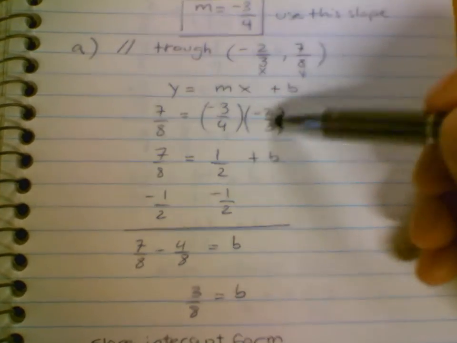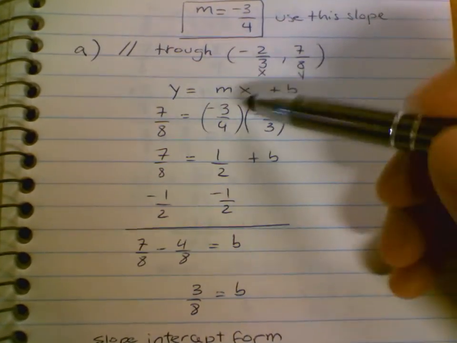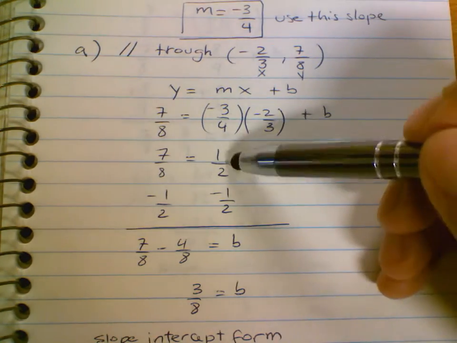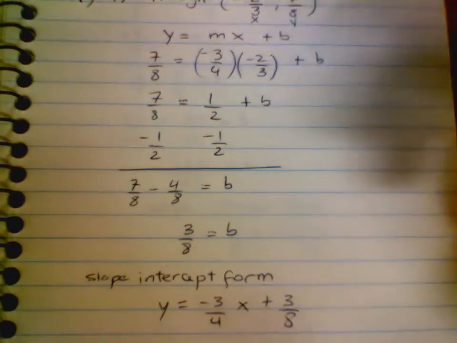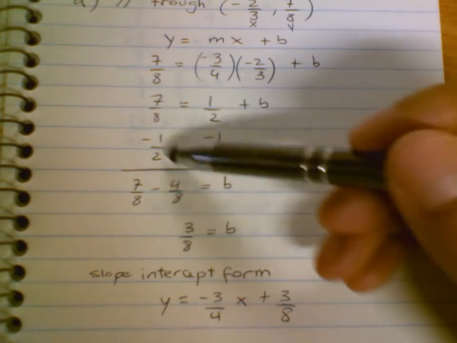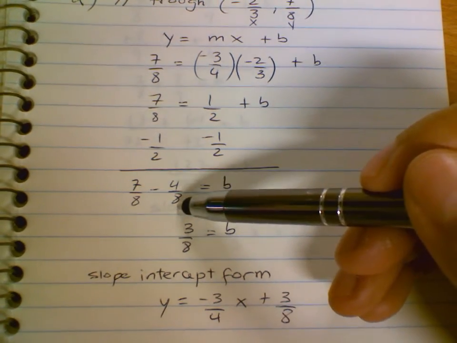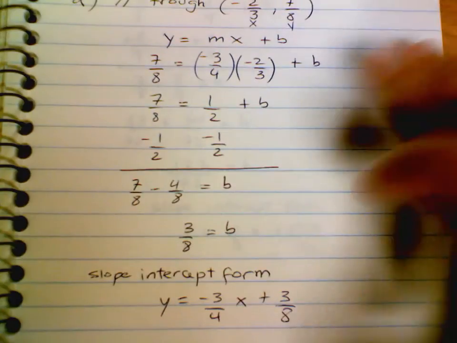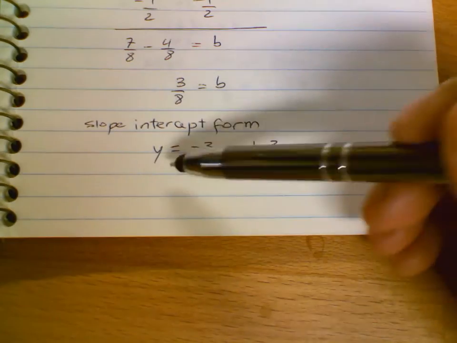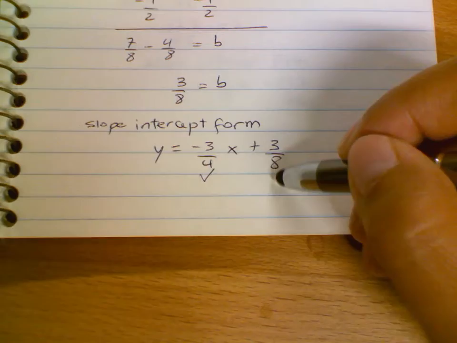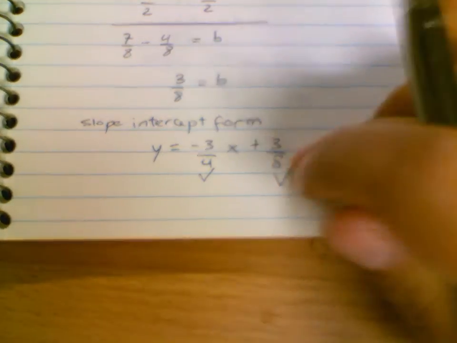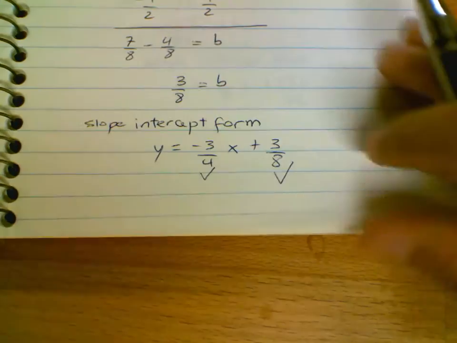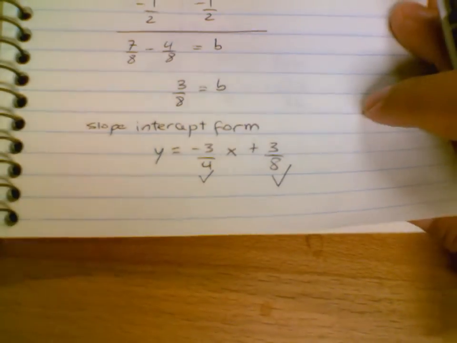Remember, when you're multiplying fractions, you multiply across. This is 6/12 and that makes it a half. Subtract a half from both sides. Since they are not like denominators, I'm going to write a half as 4/8 so that the denominators are alike. And that will give me 3/8. In slope-intercept form, the slope that I already found and the y-intercept that I just found give me the answer for part A. This is a line that I know for sure, without graphing, is parallel to the line 3x plus 4y equals 7.